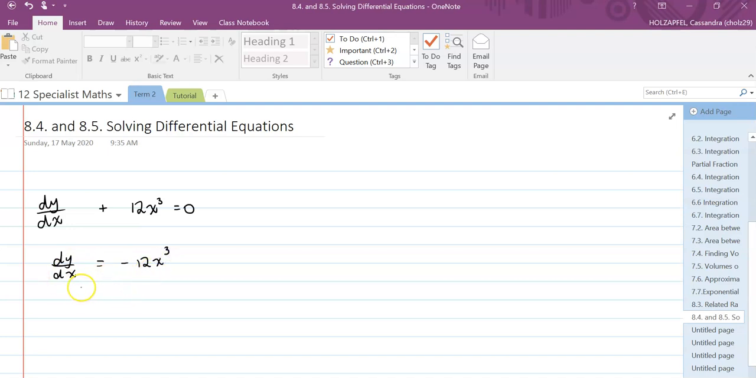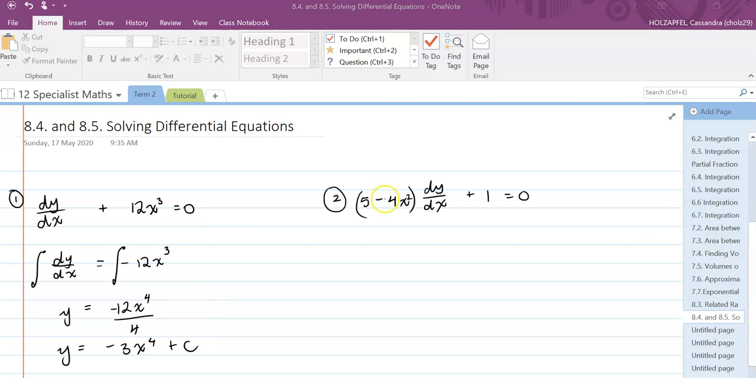Now when I have a derivative of this form and I want to express it in y is equal to some form, that means I'm going to take the integral of both sides with respect to x, and I'm going to have y is equal to negative 12x to the power of 4 over 4, so y is equal to negative 3x to the power of 4. And of course, I have to add the c onto the end. So that's our first differential equation.